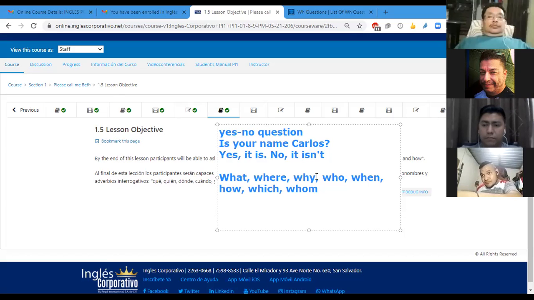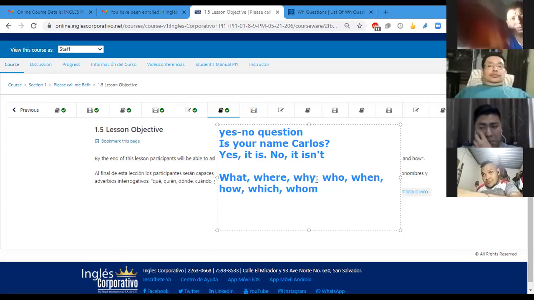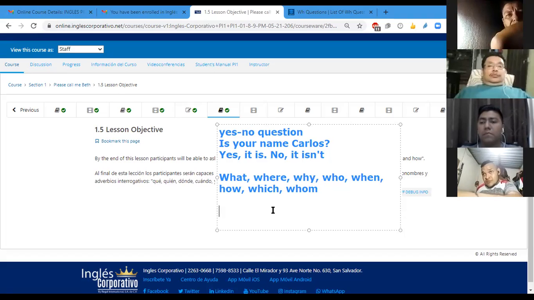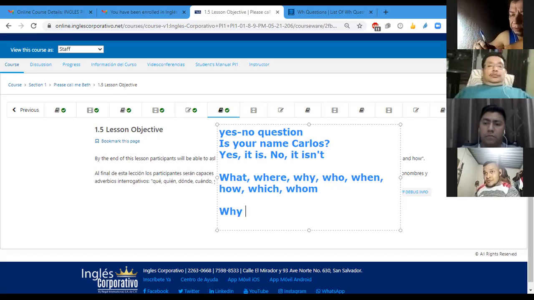Why? Reasons or purpose. Why? Reason or purpose. ¿Cuál es la diferencia de reason y purpose?